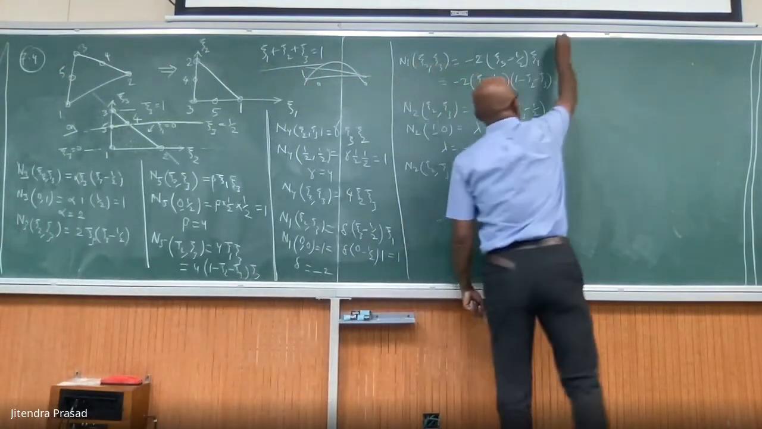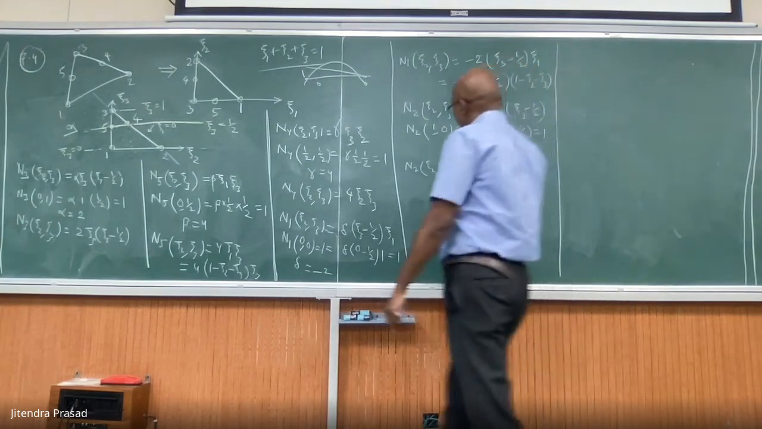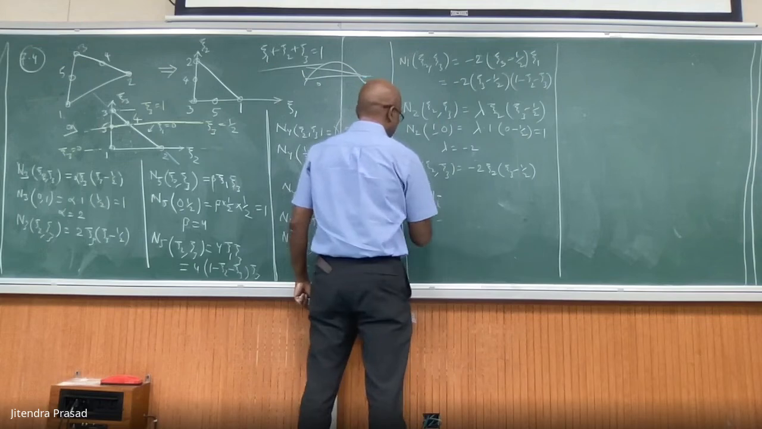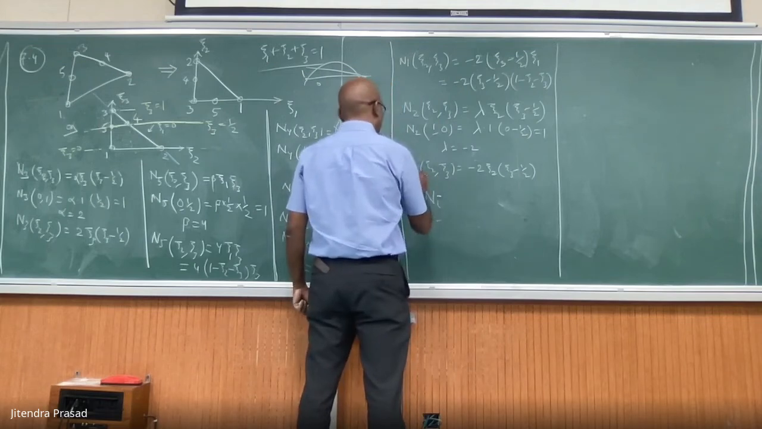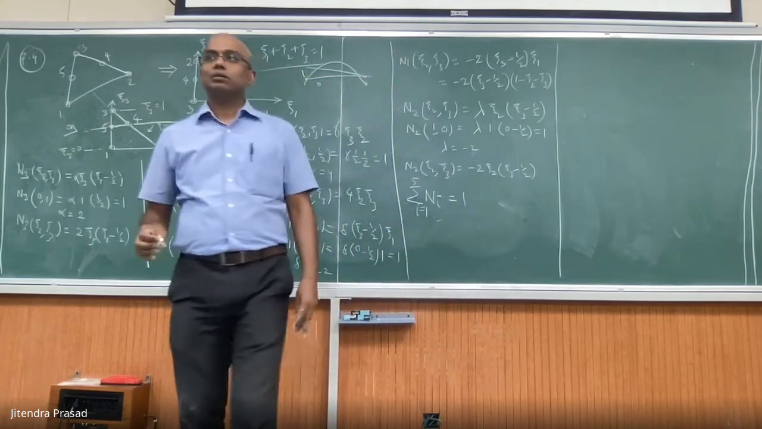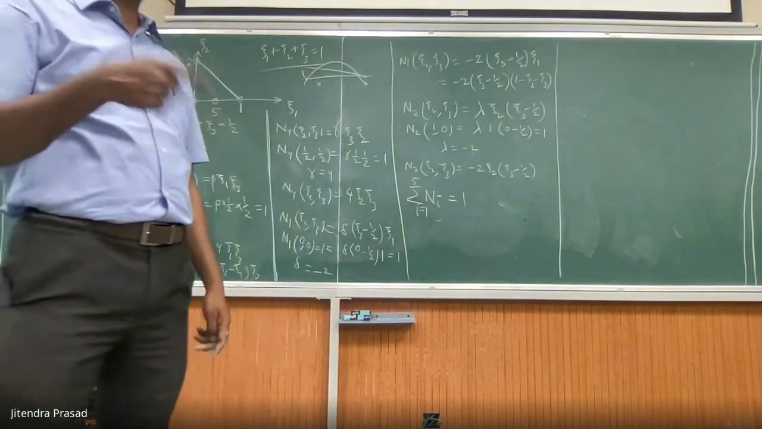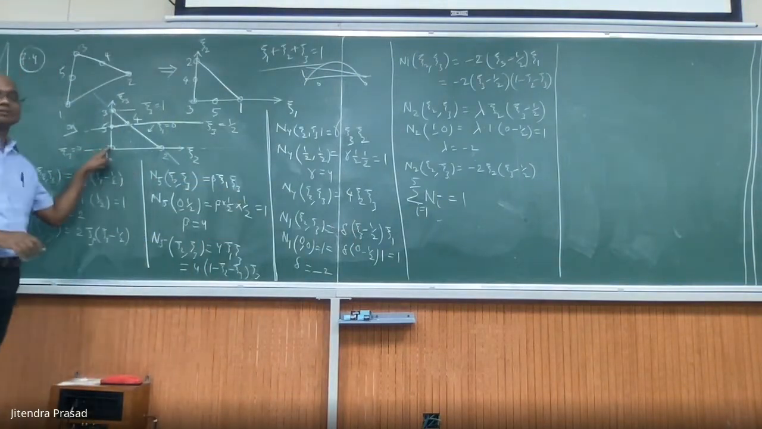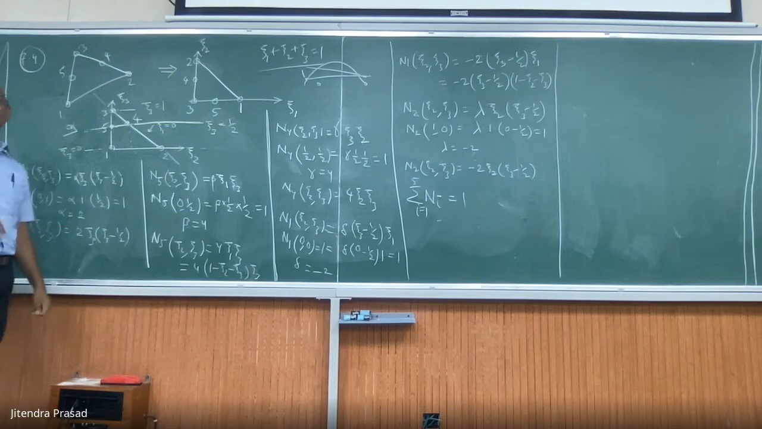So the only thing is we don't know whether the sum of N_i, i equal to 1 to 5, is equal to 1 or not. But it will be 1, because we made sure that at every point it is 1. So it is bound to be 1.